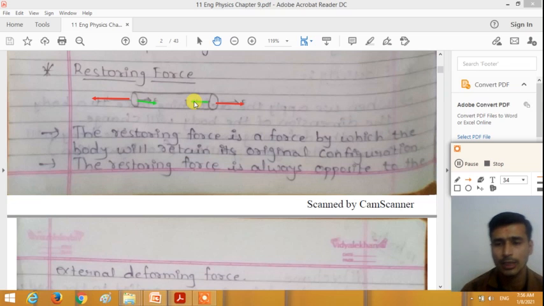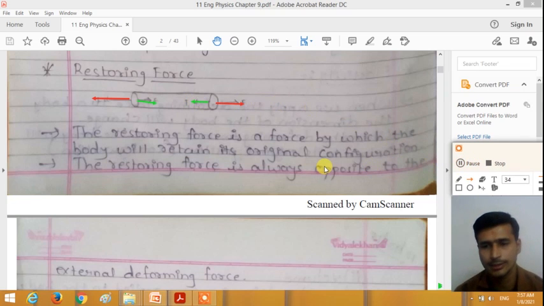And due to this restoring force, the spring will try to regain its original position, and this force is called the restoring force. So dear student, understand what we mean by the restoring force. The restoring force is a force by which the body will regain its original position. The body will try to retain its original position, and the restoring force is always opposite to the external deforming force, right? The restoring force produced in the body depends on the type of the body and on the external force, which we will discuss later in this chapter.